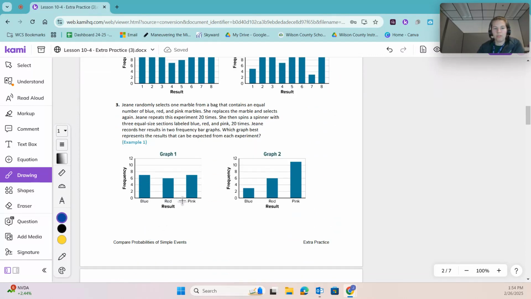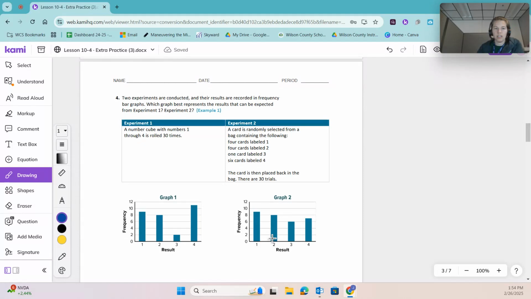You can try number 3 on your own. Let's try number 4 together here. Two experiments are conducted and their results are recorded in a frequency bar graph. Which best represents the results that can be expected from experiment 1 versus experiment 2?